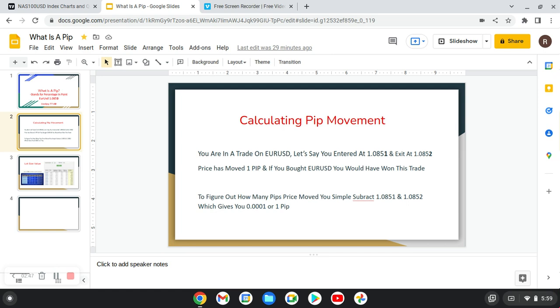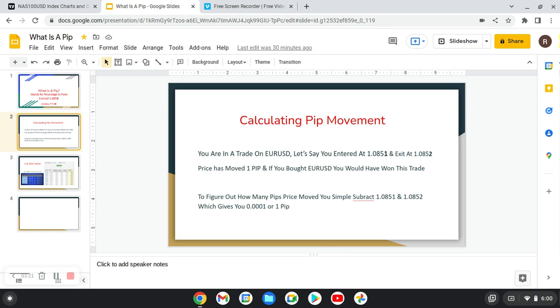To figure out how many pips price moved, all you really got to do is subtract 1.0851 and 1.0852, and it literally gives you 0.0001. So that's why I'm saying the pip is the fourth to the decimal, because if you subtracted this, this is what you would get on a calculator, which is just literally one pip. Okay, so that's basically all you need to know for this.